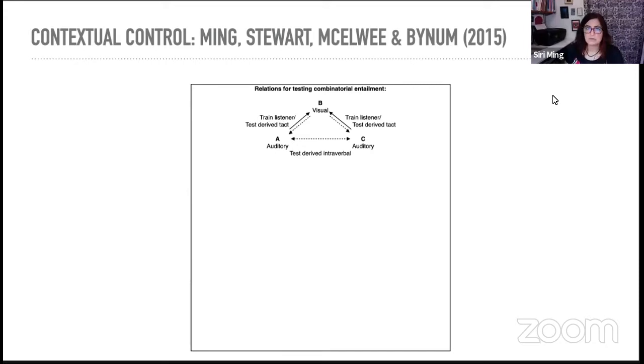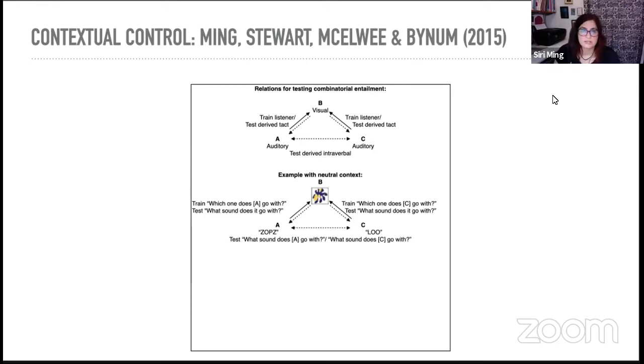In a typical experimental context, you're just saying things like, which ones go together? Which one does this go with? What goes with that sound? You're using this very neutral kind of match-to-sample context, which is fine. That's how most of this experimental work goes.